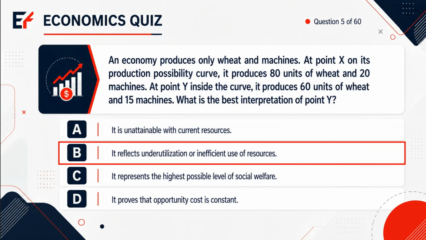Option D is also wrong because a single inside point does not prove anything about constant opportunity cost. The key takeaway is simple. Inside the curve means inefficiency or underutilization.